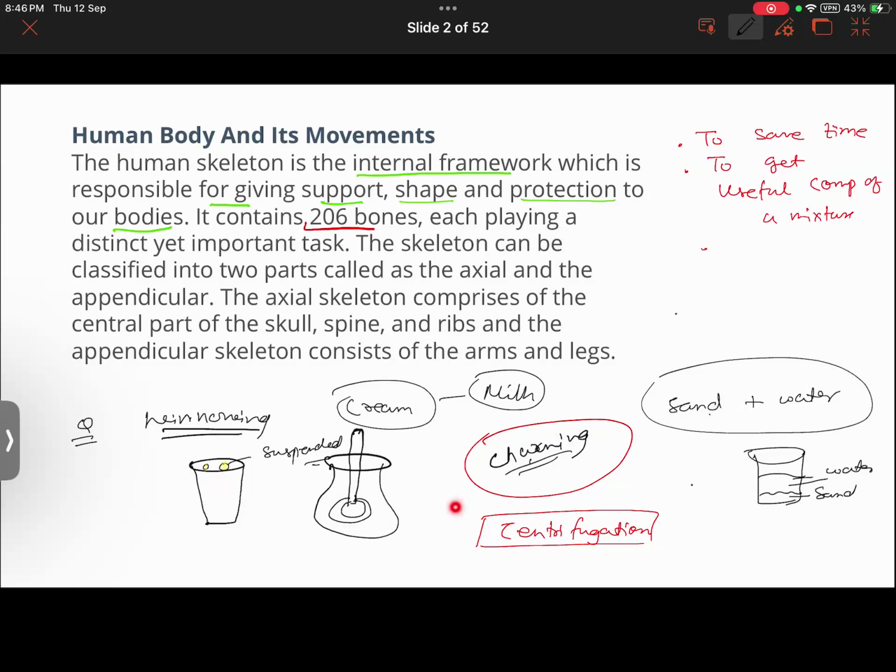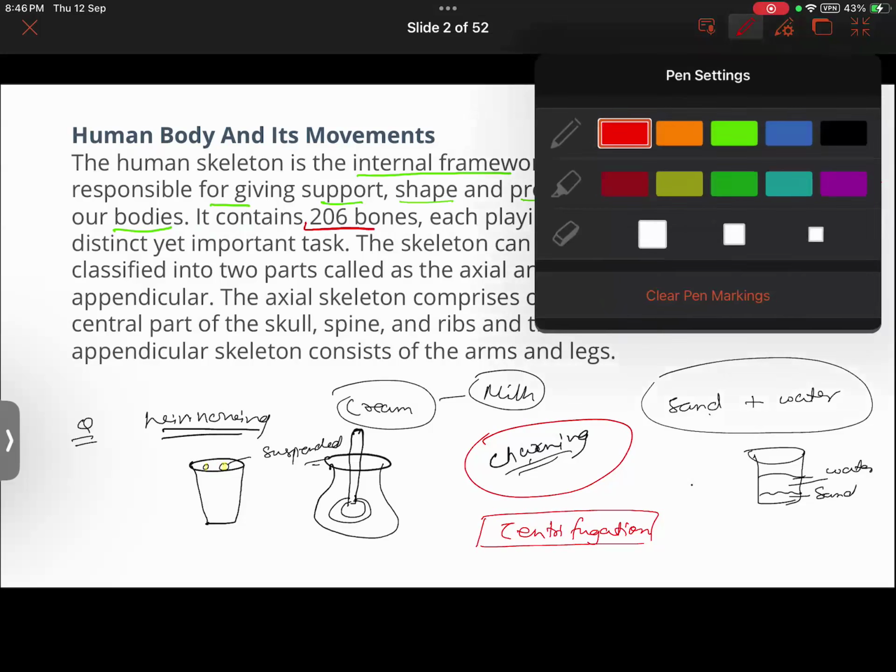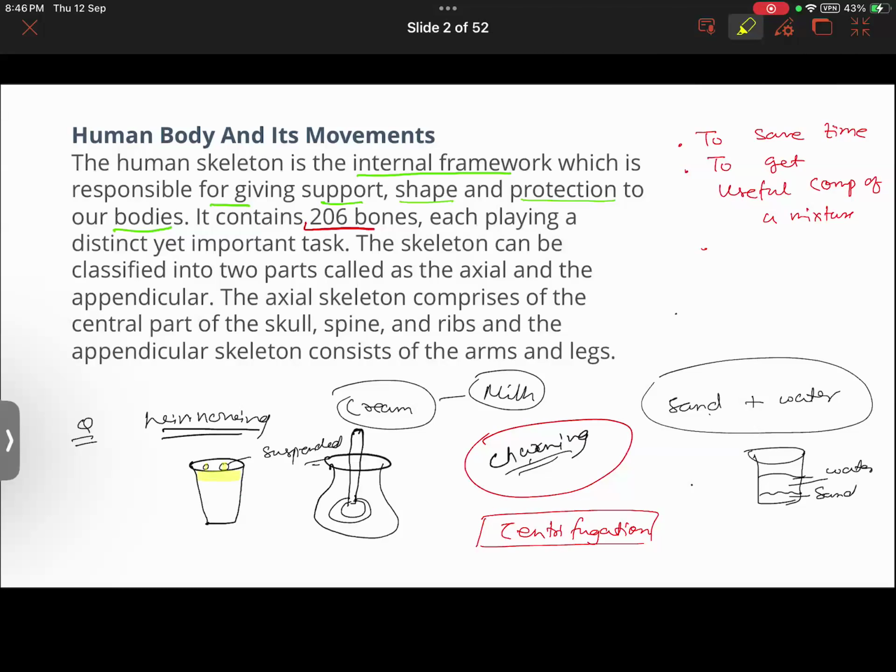Centrifugation is the method of separating those suspended materials in a given liquid. So in this process, the liquid will be spun at a very high speed. So what happens? The lighter suspended particles accumulate on the top. That is how it works.